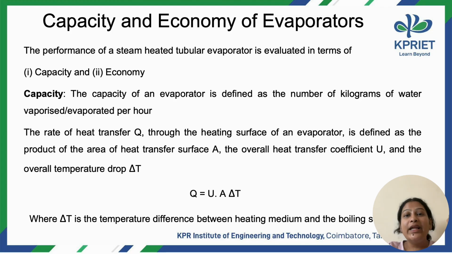Okay, so in 1 hour, how many kilograms of water can I evaporate from this solution? This is called the capacity of an evaporator. Basically, it is kilograms of water evaporated per hour. On the other hand, economy of an evaporator is kilograms of water evaporated per kilogram of steam fed. So economy basically connects the input and output.